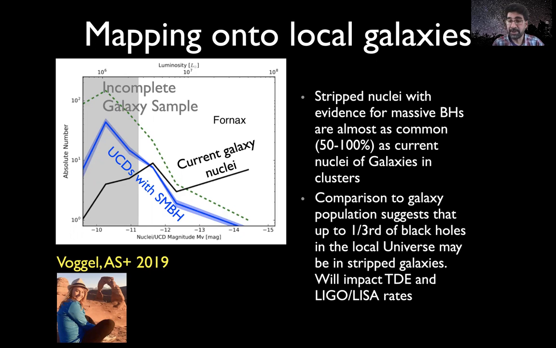So something like up to about 1/3 of the black holes in the local universe may actually be in these stripped galaxies. And that has significant implications for tidal disruption event rates, LIGO and LISA rates, and just kind of our understanding of black hole demographics in general.